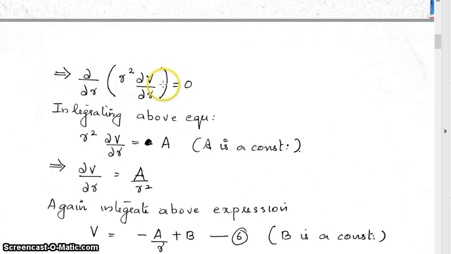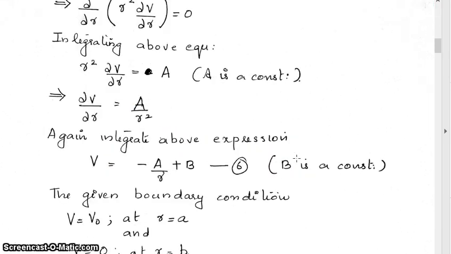Now I am integrating this equation. When I integrate, this dou by dou R will be removed and the right hand side is the integral of 0. So the integral of 0 is a constant. So I can write R square dou V by dou R is equal to A, where A is a constant. From that I can write dou V by dou R is equal to A by R square.